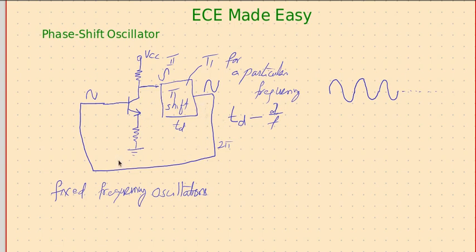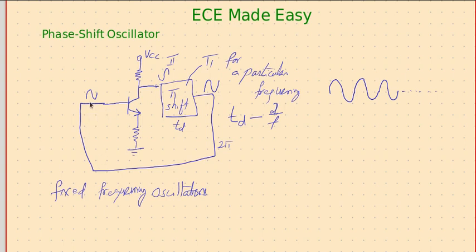Only we need to make sure that whatever magnitude is lost in this passive circuit has to be gained by this amplifier. So there is a magnitude reduction in this passive circuit, which is going to give a delay of pi radians for a particular frequency. That much loss has to be compensated by the amplifier.